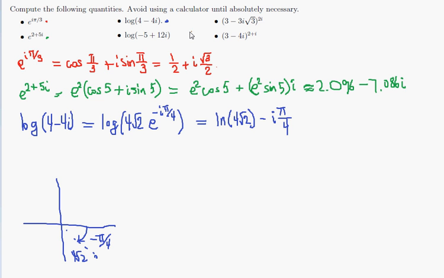Next, in brown, let's do the next one, the logarithm of negative 5 plus 12i.